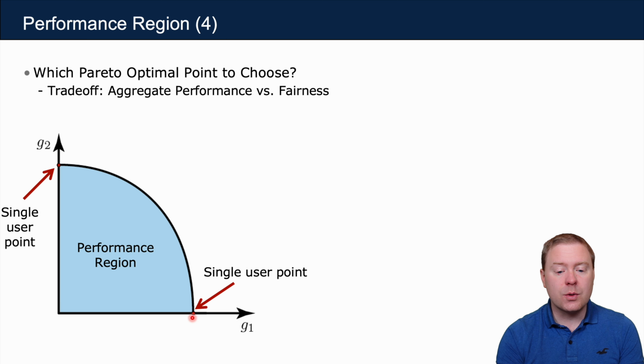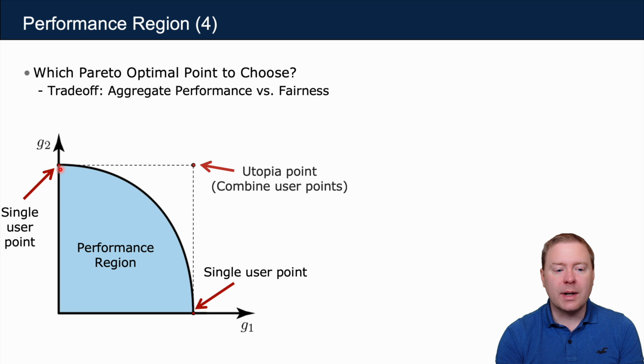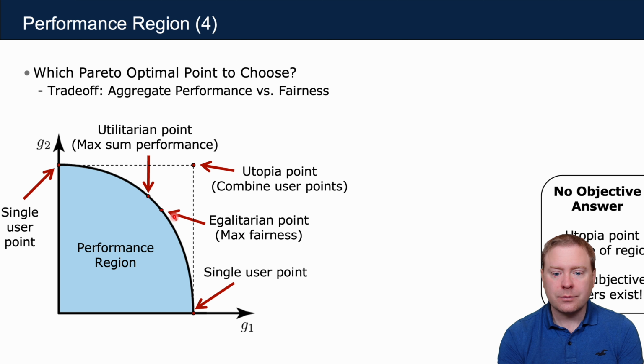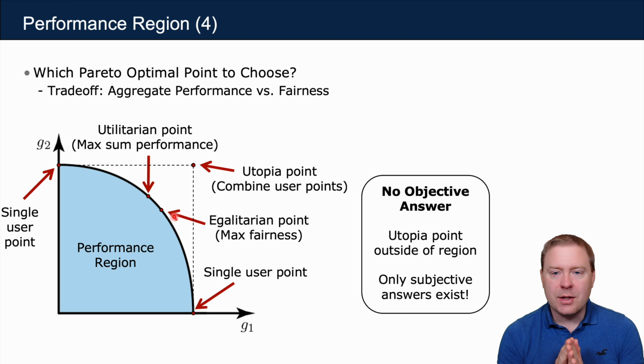We have the single user points, and if we draw a line from both of them, we can create this utopia point where both of the users are getting their maximum performance at the same time. But unless it is inside the region, we need to make a trade-off. We can consider the utilitarian point where we like to make the sum performance as big as possible. Or we can have the egalitarian point where we try to maximize the fairness to make sure that both of the users get the same performance. And these are typically not the same thing. And there's actually no objective answer here when the utopia point is outside the region.